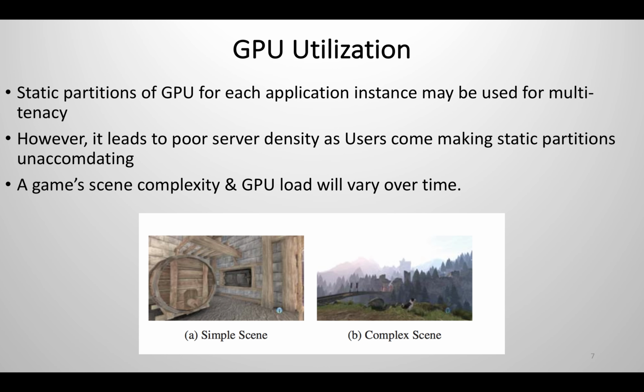A game's scene complexity and GPU load also vary over time. As you can see in the figure, there's a simple scene and a complex scene. The simple scene is of a room which has a barrel, and the complex scene, on the other hand, has a complex garden environment. Now, the time spans of high utilization and low utilization are indicated. So, these two scenes are varying quite a lot.